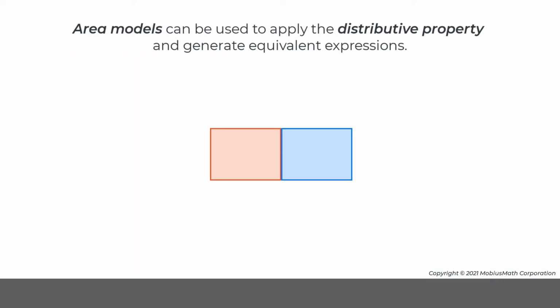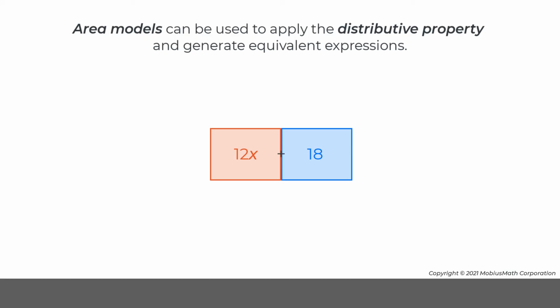Area models can be used to apply the distributive property and generate equivalent expressions. For example, the expression 12x plus 18 can be represented by the area of two rectangles, where the area of one rectangle is 12x and the area of the other rectangle is 18.